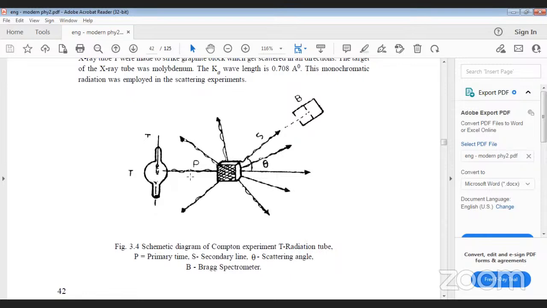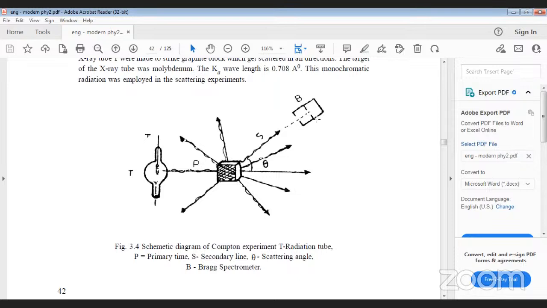What do you mean by T here? T is the radiation tube, through which the radiation, that is X-rays, enters. P is the primary line and S is the secondary line here. Theta is the scattering angle, and B is the Bragg's spectrometer. Okay, so 2d sin theta equals n lambda.